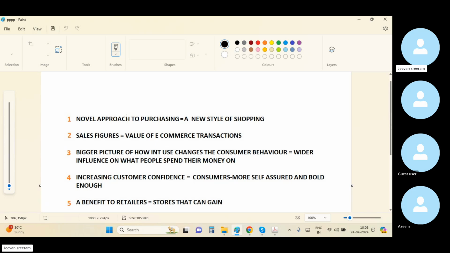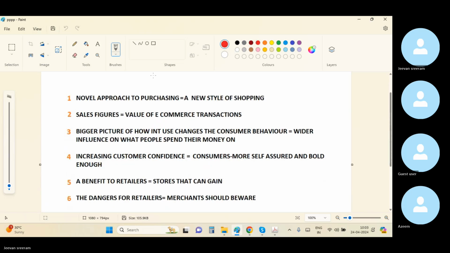Please observe. Novel approach to purchasing is from the questions. Right, buddy? Yes, sir. A new style of shopping is in the passage. These are paraphrases of each other, right?